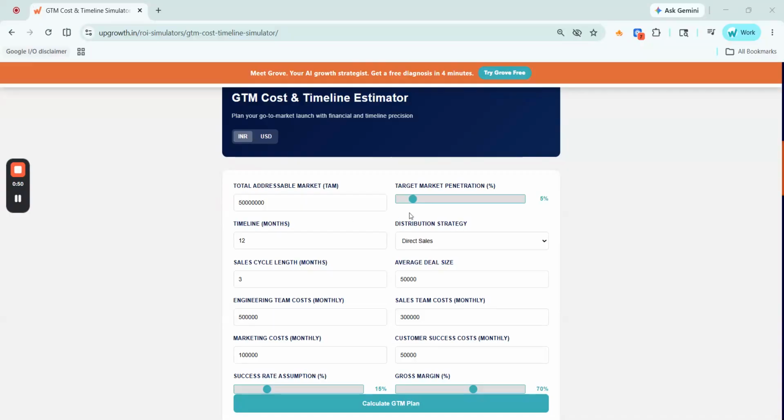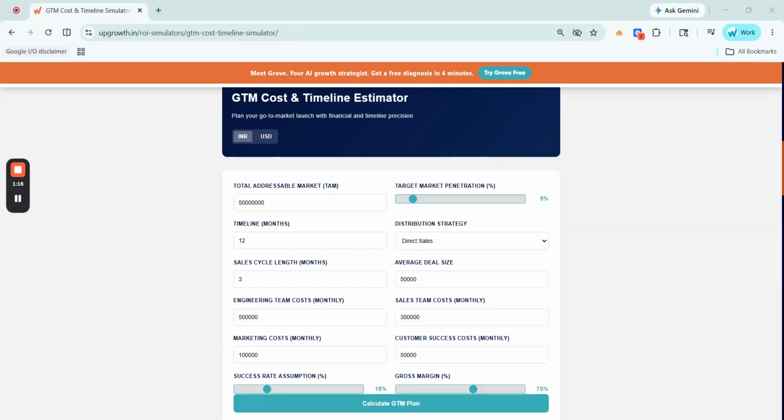And target market penetration, the share you aim to capture in this cycle. And timeline, your GTM cycle length. And distribution strategy, the route you reach buyers through. If it is direct, partner-led, or hybrid, pick the one that fits your model. And sales cycle length, the average time from first contact to close. And average deal size, what one customer pays you.